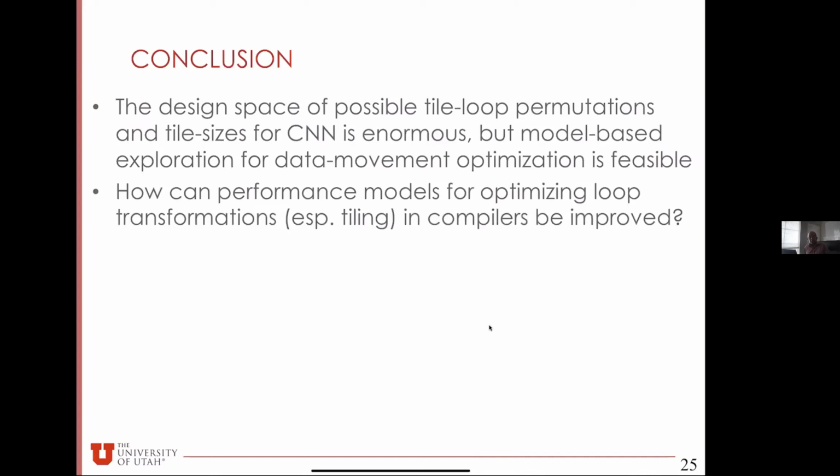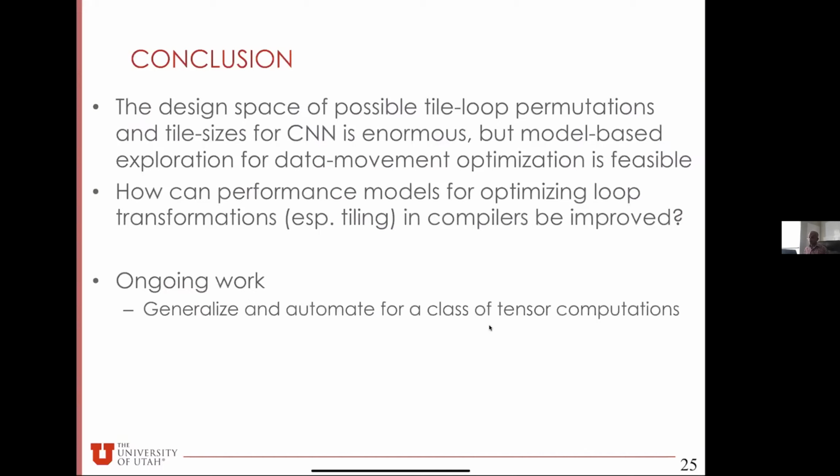A really interesting question and direction for ongoing research is how performance models for optimizing loop transformations, especially tiling in compilers like polyhedral compilers, can be improved using ideas that have been developed, at this point manually, for the CNN computation. So ongoing work includes generalizing this approach.